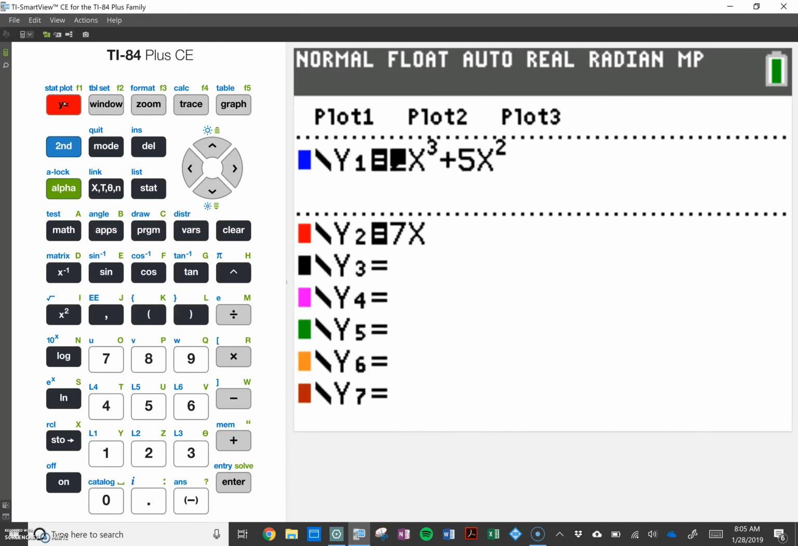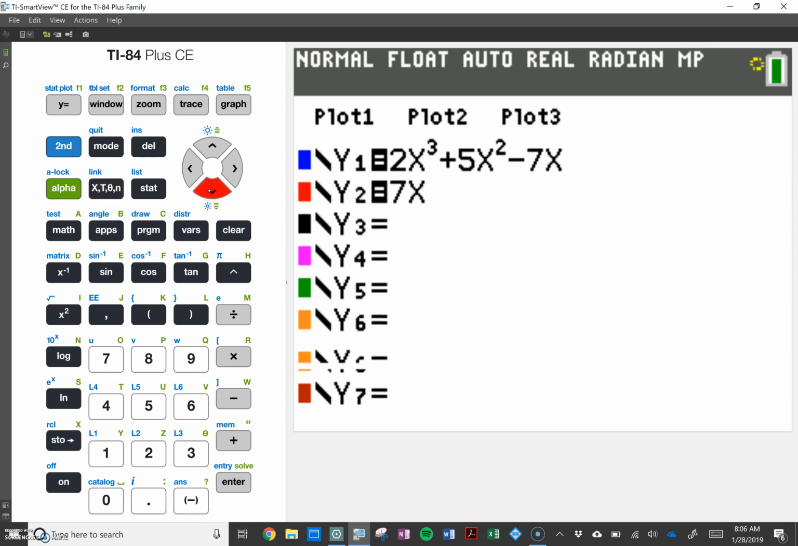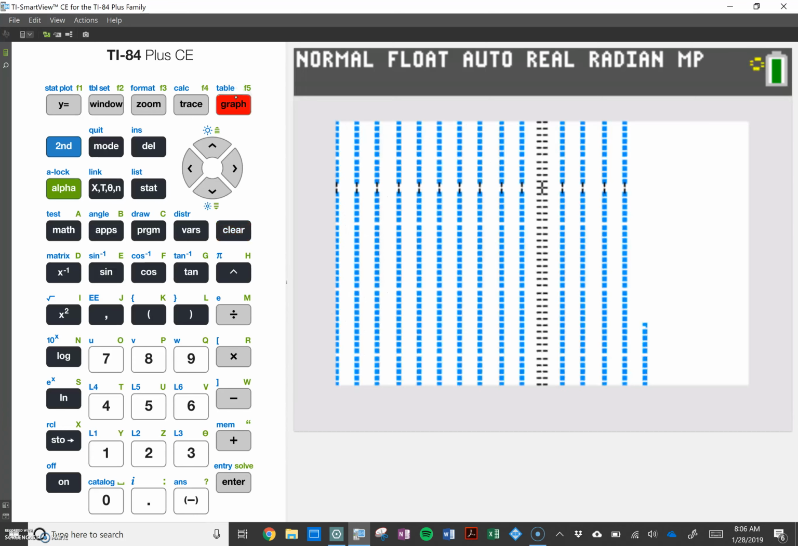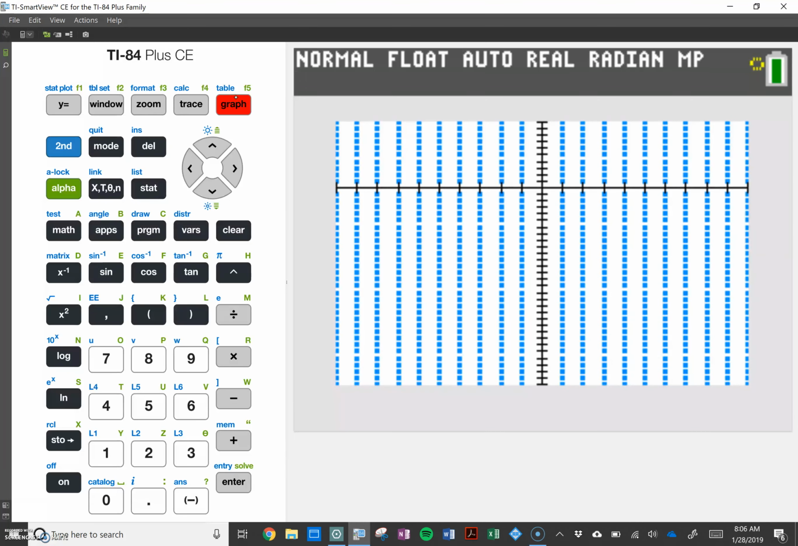So I'm going to go back to my y equals. In my first equation, all I'm going to do at the back end of it is add on a minus 7x, and I'm going to delete my other equation. So now when I graph this and I look at it very quickly, I've still got that big zone all the way down to negative 30. That doesn't really matter anymore.